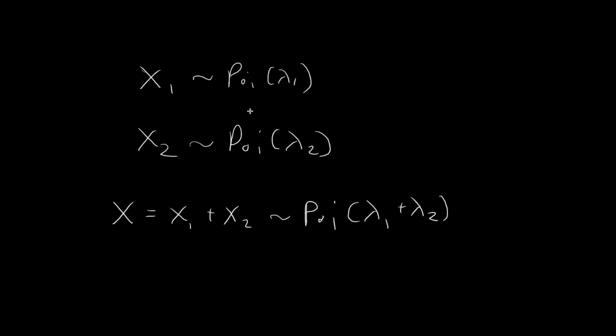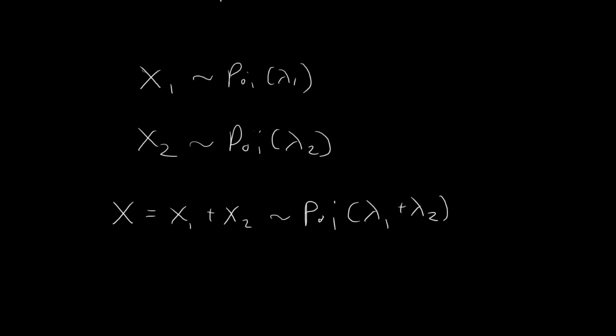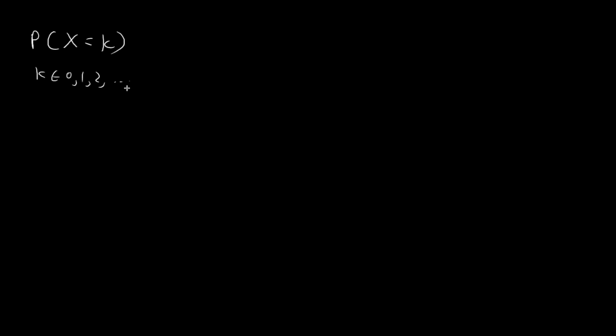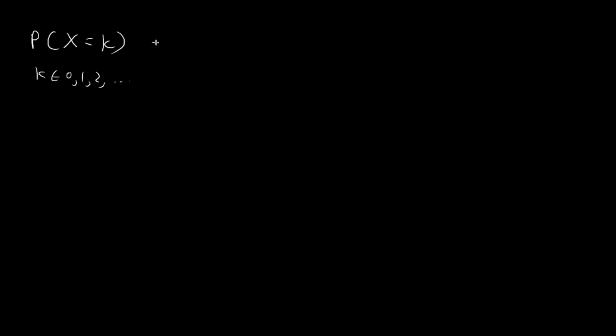We can prove this by focusing on the probability that X is equal to k, where k is some non-negative whole number. X1 and X2 can only take on non-negative whole numbers like 0, 1, 2, 3, 4, 5, so X can only take on these values too. We'll show that this probability ends up being the probability mass function for this distribution, and that's how we prove that this random variable follows this distribution.